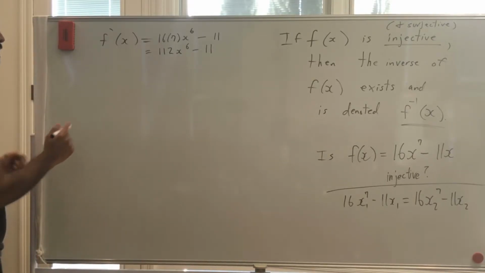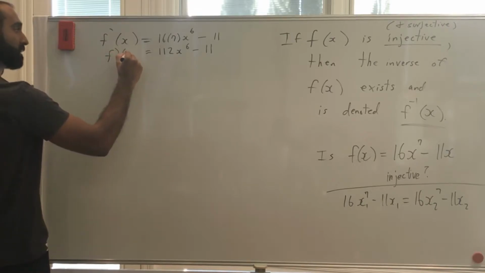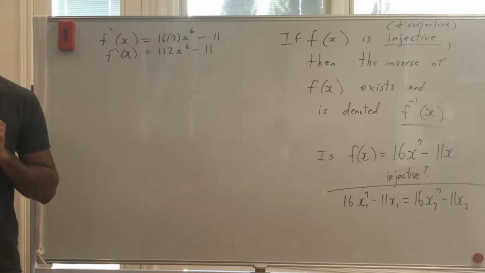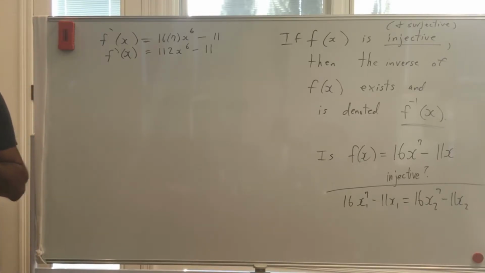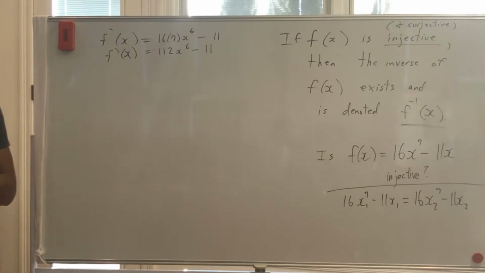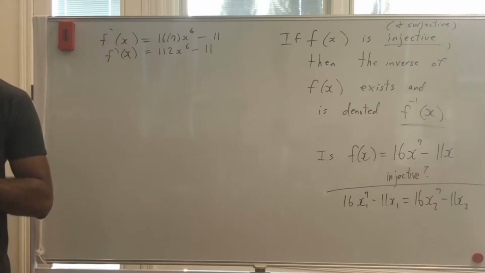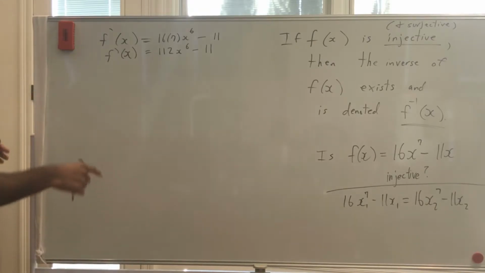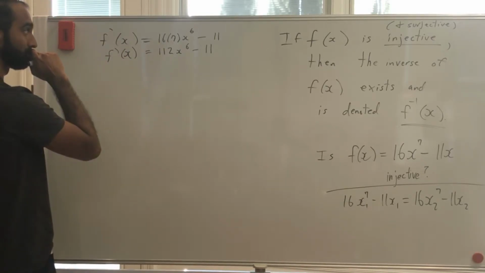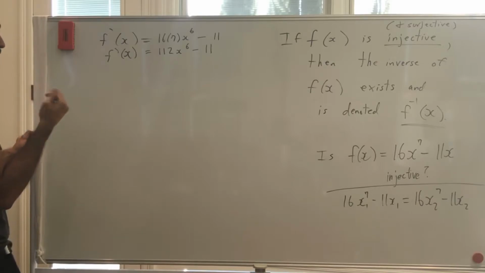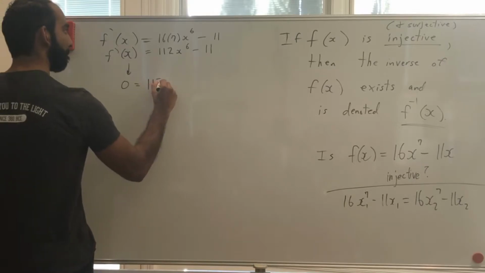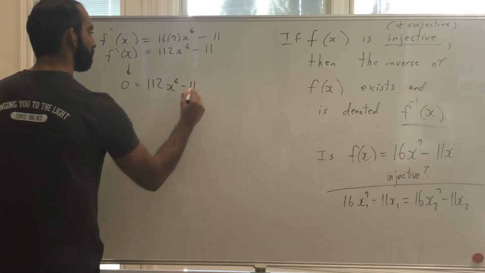Do I ever have a place where the slope transitions? That's the key. Does it transition from negative to positive or positive to negative? If it does, then at that point the slope is instantaneously 0. Is there a place where this is 0? Yeah, I believe it's the sixth root of 11 over 112. Let's set this equal to 0 and solve for x.